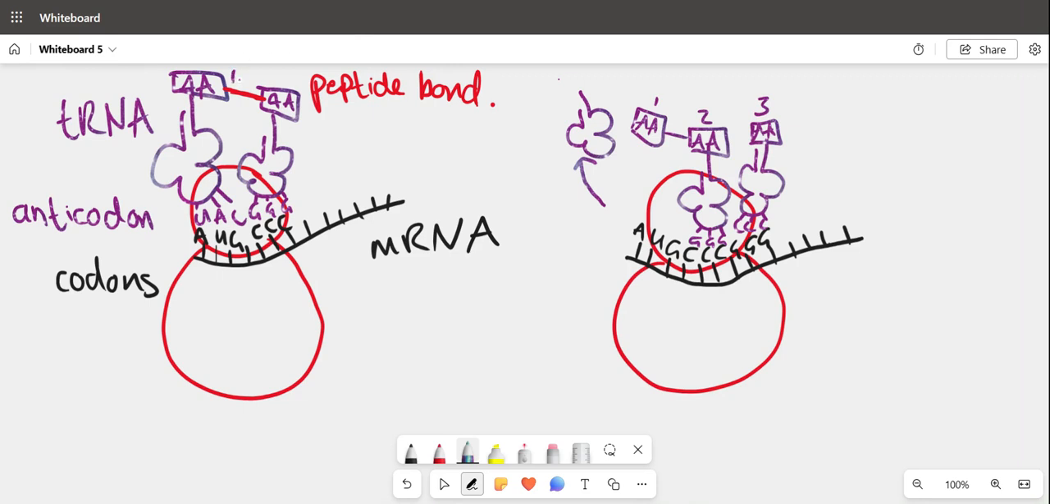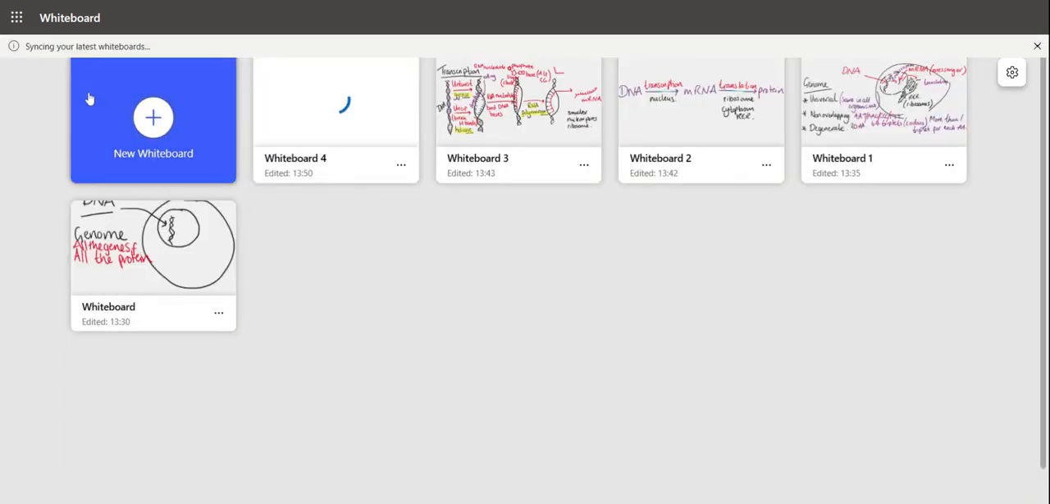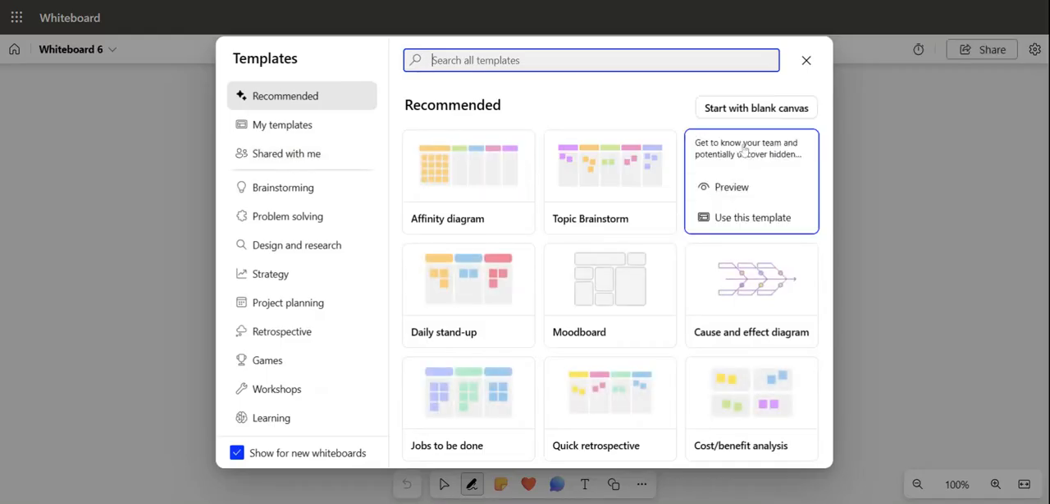So this was 1, this was 2. Yeah, so 1 is there without the tRNA, which is gone. 2 is still attached, 3 is now coming in. And we get a peptide bond to join number 3 on. And you can see that we've got this growing polypeptide chain.